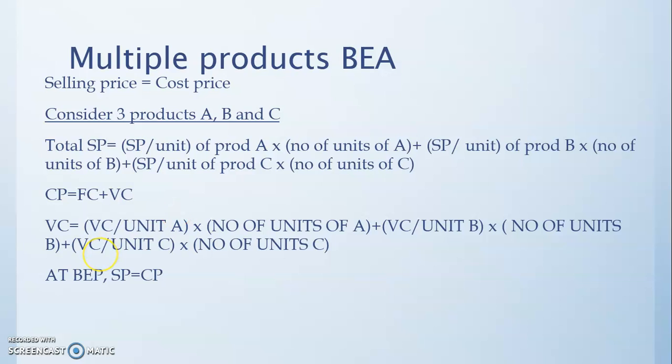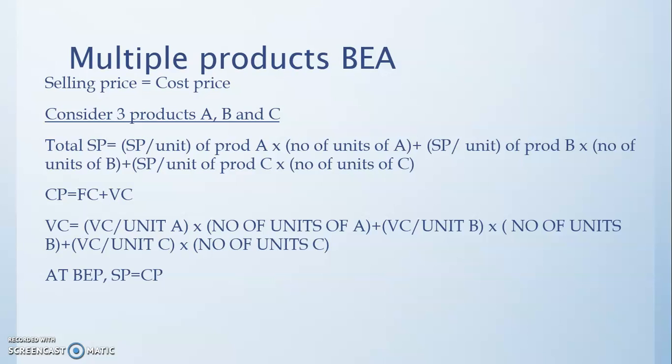So taking into consideration that at break-even point the total cost will be equal to the total revenue, let's first understand what will be the selling price. Now when you look at a selling price, it is the selling price of product A plus product B plus product C. Which means the selling price of product A into the number of units of product A, plus selling price of product B into the number of units of B, and selling price of product C into the number of units of C. So this will denote the total selling price of all the three products put together.